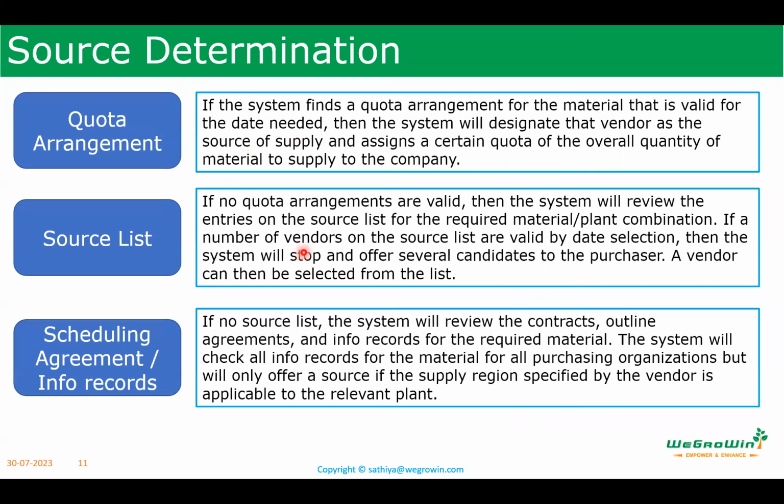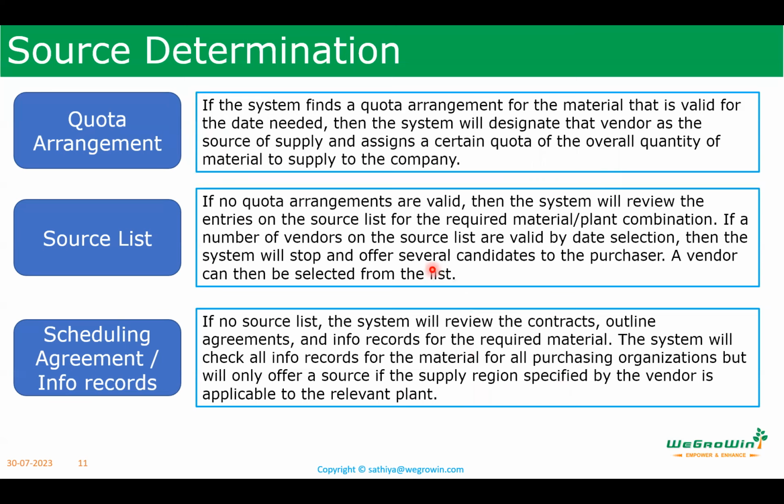If the source list is not there, then the system will go through the contracts, scheduling agreements, and info records. We'll be discussing scheduling agreements later, but we discuss the info record. The system will check the info record for all the purchase organizations and will offer the source if the supply region specified for the vendor is acceptable to the relevant plant. If it is maintained for the relevant plant, it will offer the info record as a source. Okay. So these are the ways the sources are determined.